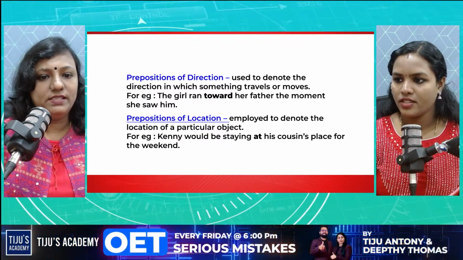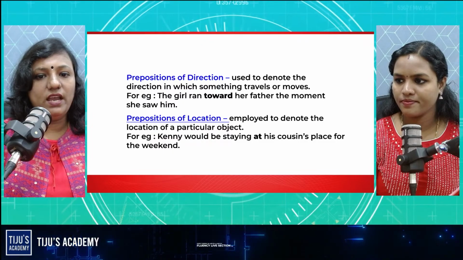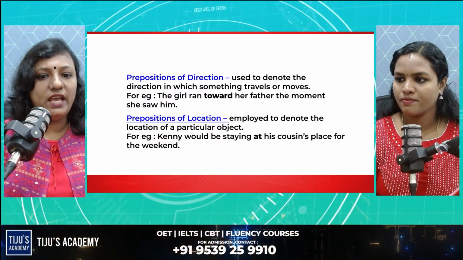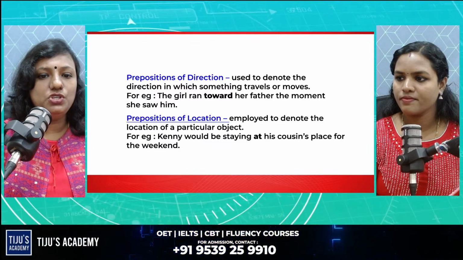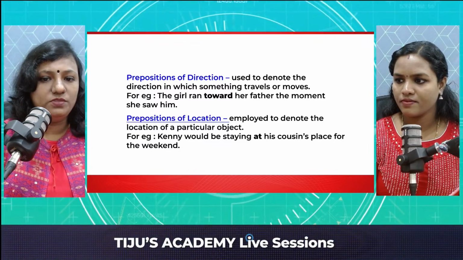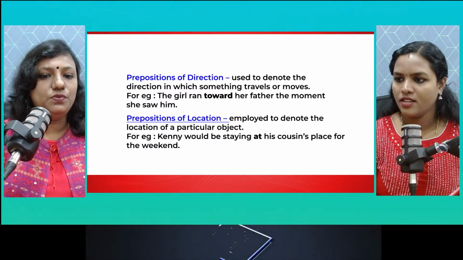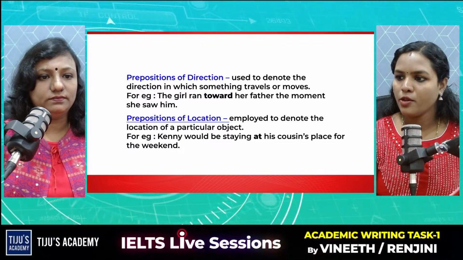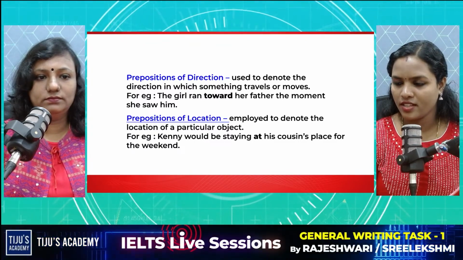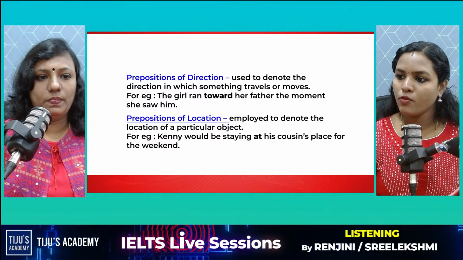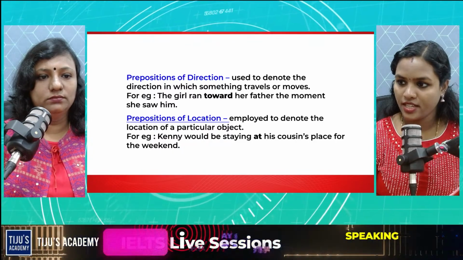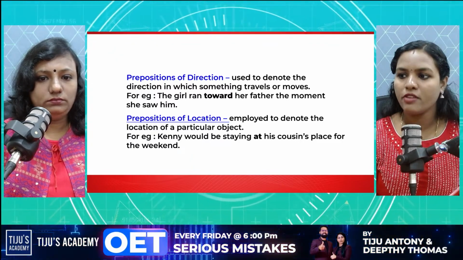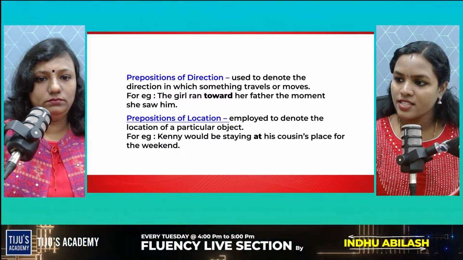Example: Kenny would be staying at his cousin's place for the weekend. Here the word at is used to locate an object. For that we are using the preposition of location. So here we used the preposition at, because Kenny would be staying there. It does not just mention a place; specific information is given: his cousin's place.